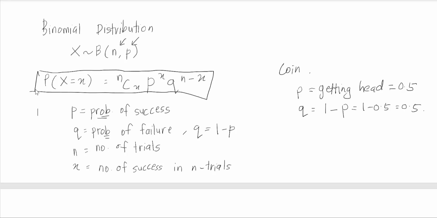So this is P and Q, the probability of success and the probability of failure, and n is the number of trials. You get it from the question. And your x is the number of successes in the trials. Usually your x comes from the question, for example, what is the probability of getting 2 heads? So your x is equal to 2. Now we look at the example.